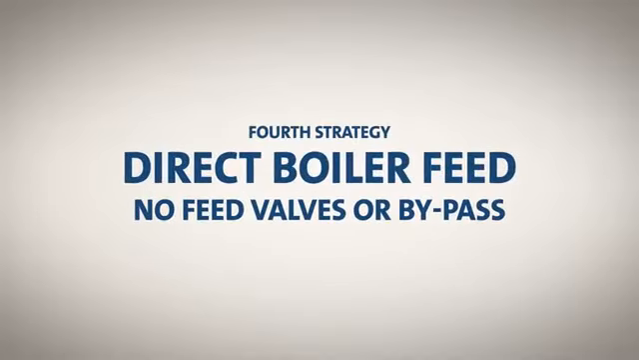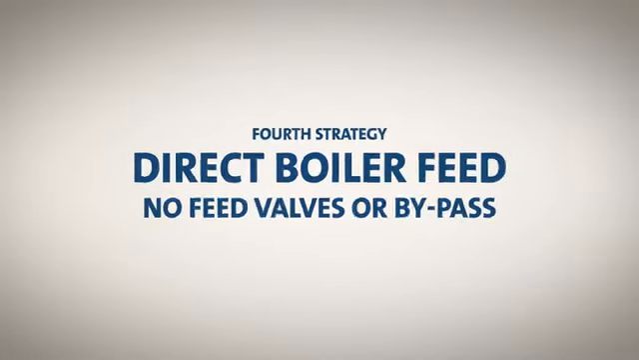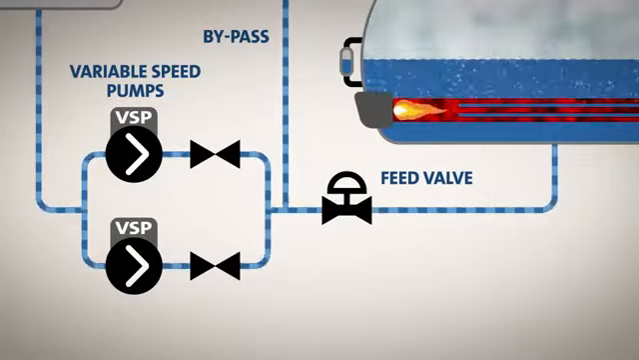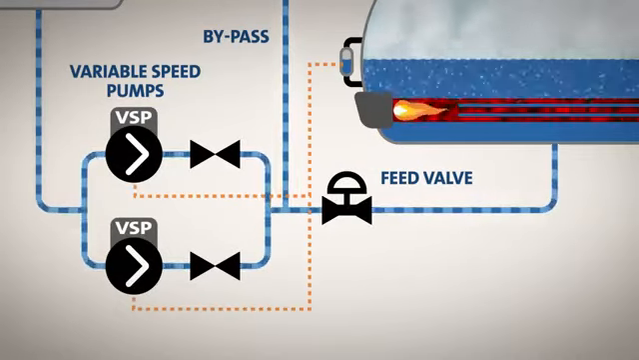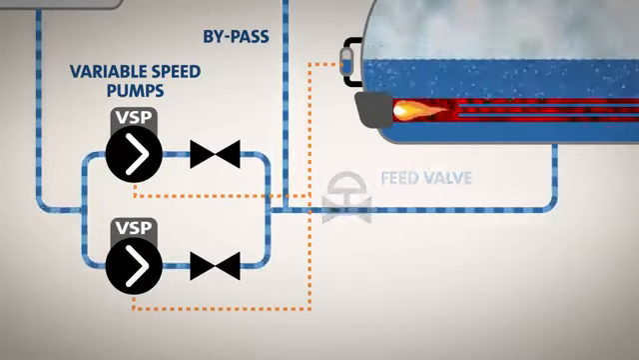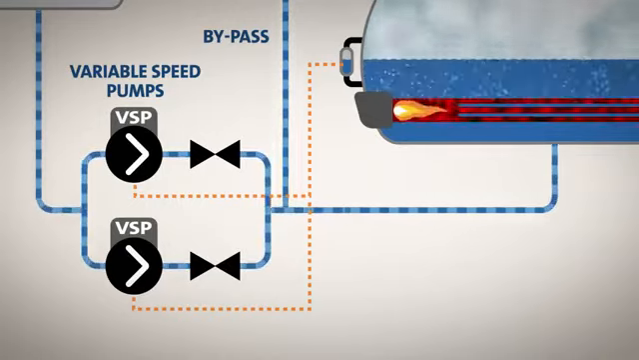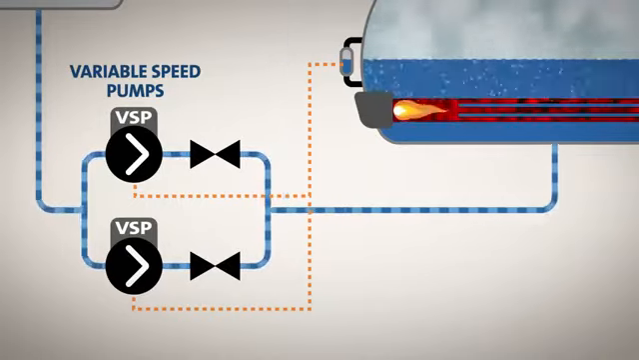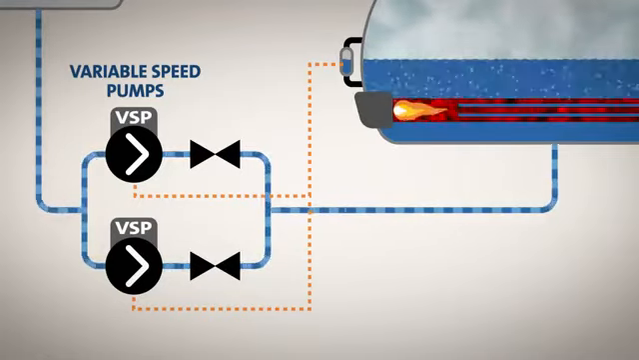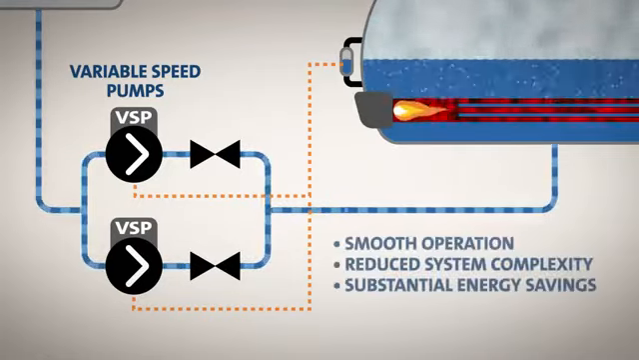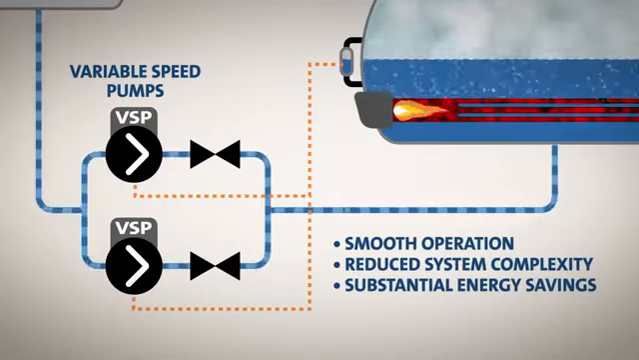At Grundfos, we recommend another strategy. By using the variable speed pumps to control the water level directly, feed valves become redundant. And without the feed valve, there is no need for a bypass. The pumps simply adjust their operation according to the demand, offering smooth operation, reduced system complexity, and substantial energy savings at all times.